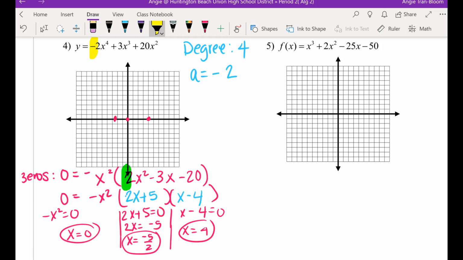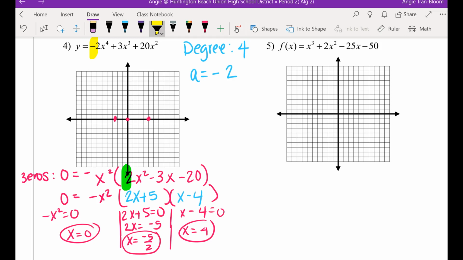Well, remember, the a value is when it's in standard form. You multiply it all out. Okay, good question. You guys see what she said? The a value is when you multiply it all out, and the number that's in front of the highest power. All right, so we know it opens down.